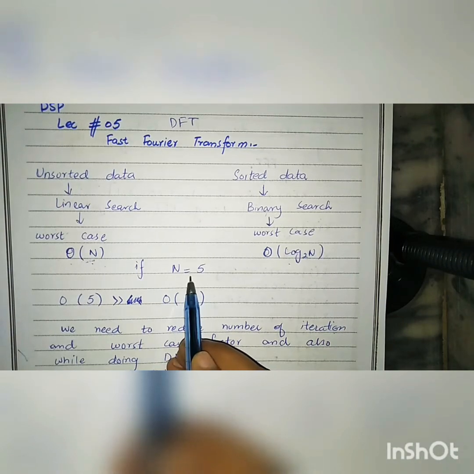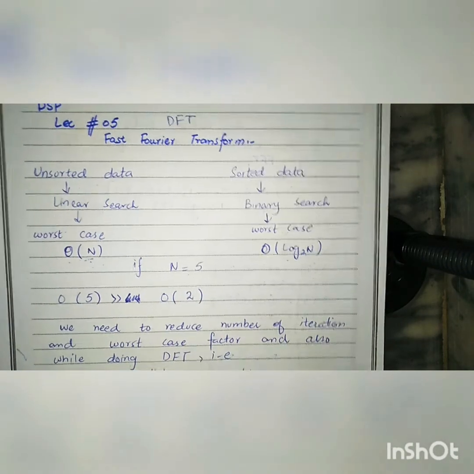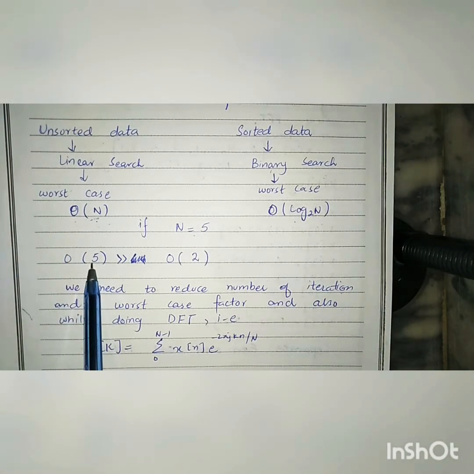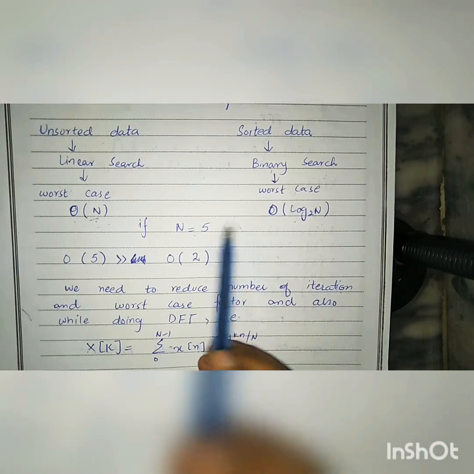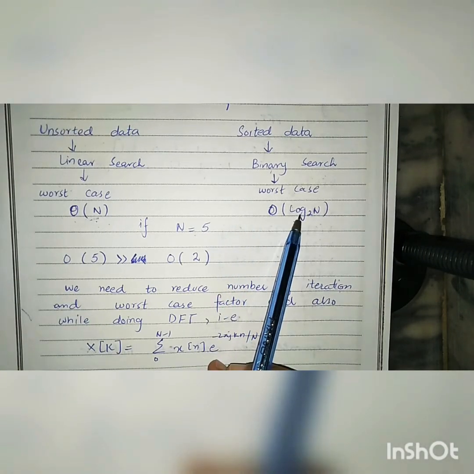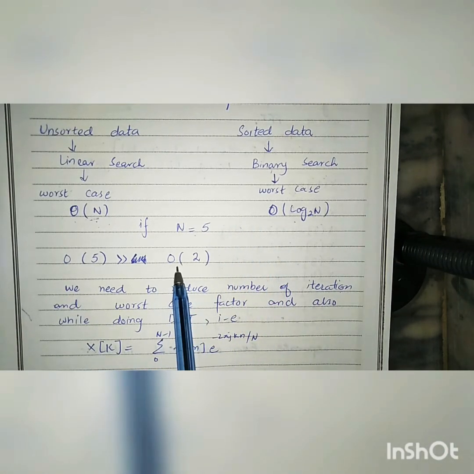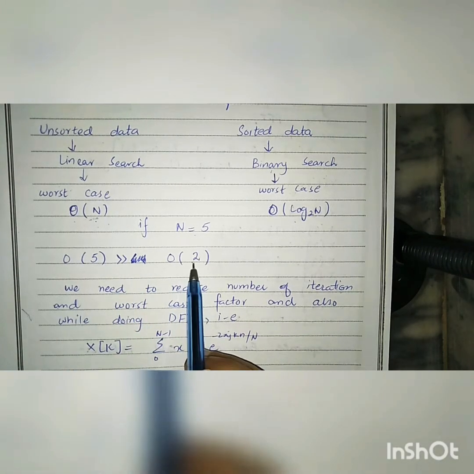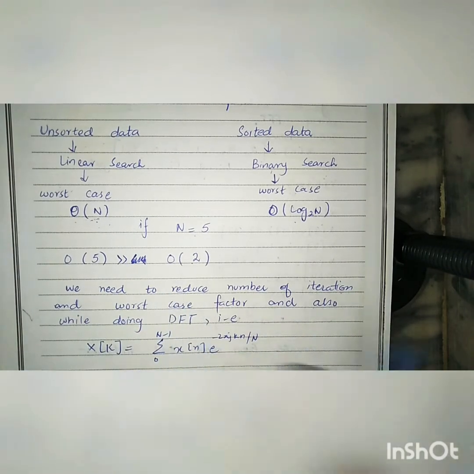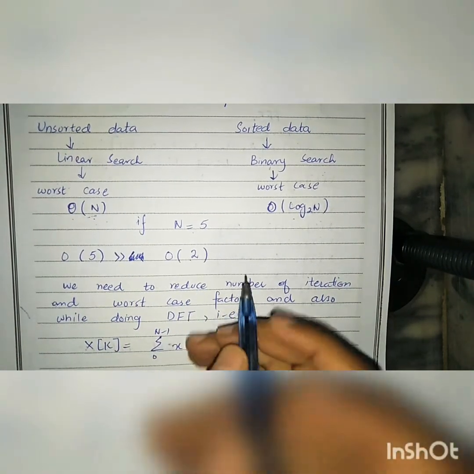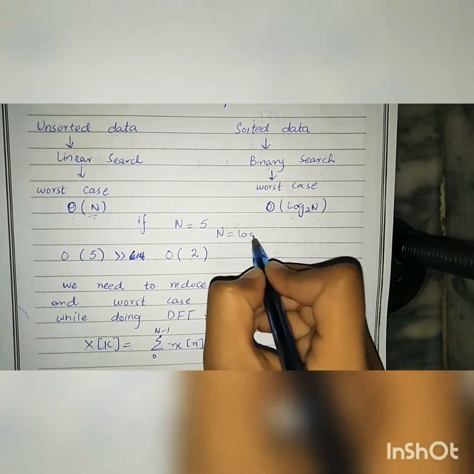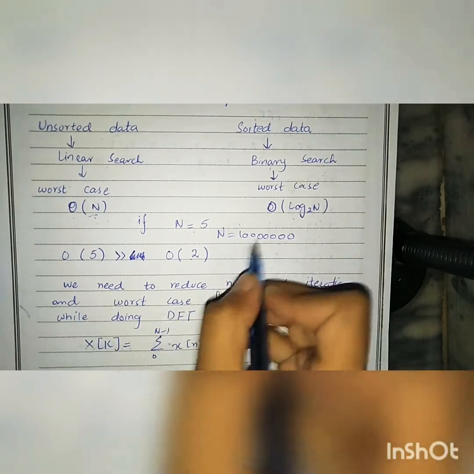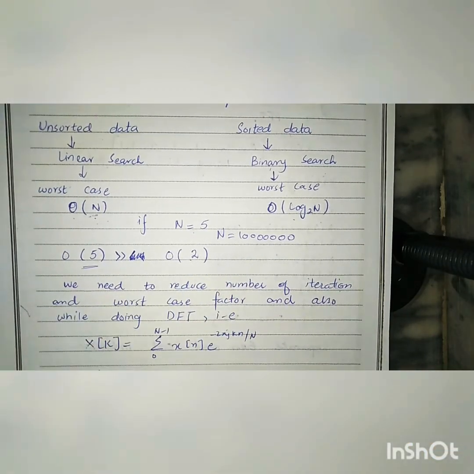Let's say we have taken an example that n is equal to 5. In unsorted data and linear search we are going to have the worst case at 5 iterations, but in binary search we are going to have the result in almost 2 or 3 iterations. So this is much less than this iteration. And if we go into larger terms, in very large terms, its log will be much smaller than this.